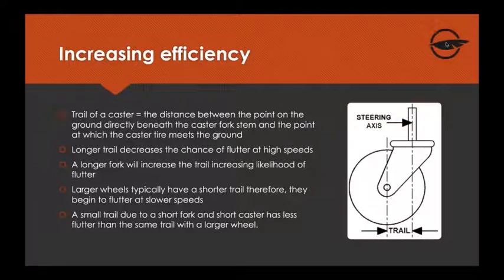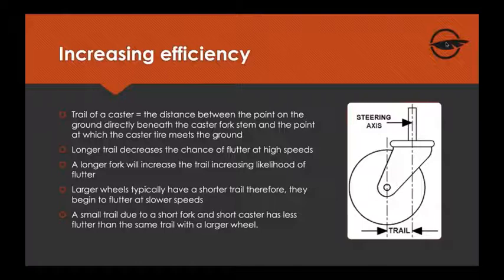Yep. So you really want to look at how the fork stem bolt caster combination increases efficiency, and it's really about the trail of the caster. And if you look at the drawing on there, that's the distance between the center of the stem bolt and the center of the axle of the caster. A longer trail can decrease the caster flutter at higher speeds, but it can also cause other problems. So you really have to be careful and know how that person's using the chair, where they're using it, and how fast they might be going.